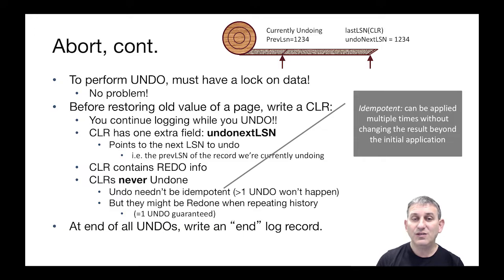At the end of all of our undos, when we're done bouncing through the prev LSN chain of our LSNs, we're going to write an end log record to the end of the log saying that we finished undoing this transaction.